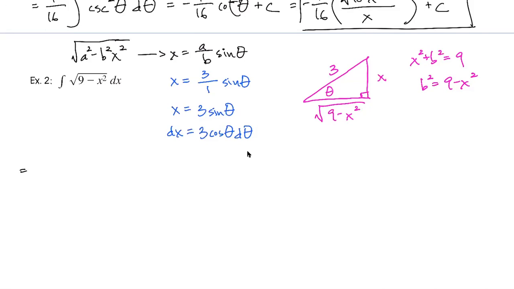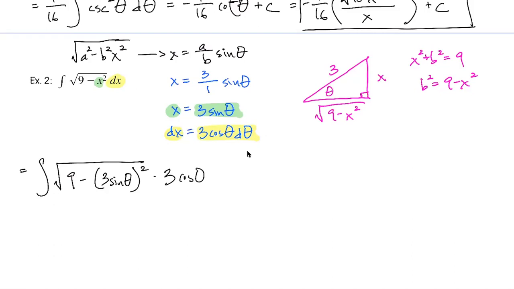Okay, so now let's go ahead and substitute everything in, all right? So everywhere I see an x, I'm going to put 3 sine theta. So that's going to go here. And then everywhere I see a dx, I'm going to put 3 cosine theta d theta. So that's going to go at the end. So when I substitute, it's going to give me the square root of 9 minus 3 sine theta squared times 3 cosine theta d theta. Okay?